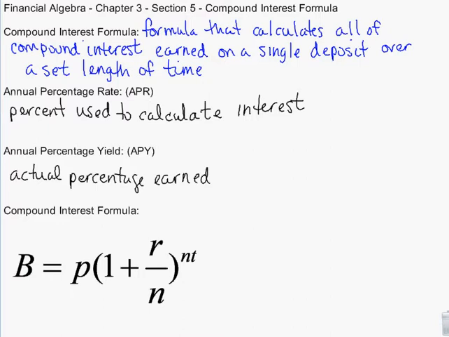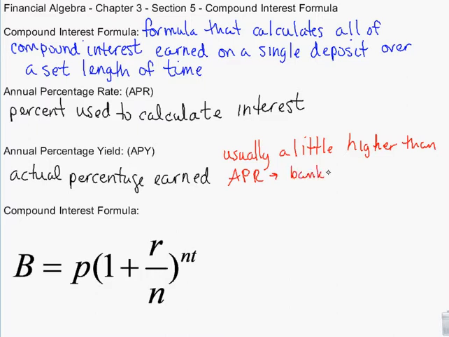The annual percentage rate is the percentage rate that's used to calculate interest. The annual percentage yield is the actual amount of interest, or like the actual percent that's earned. This is usually a little higher than the APR. And this is what banks will advertise. So if they pay 0.5%, but the yield is 0.6%, they'll advertise 0.6% because it looks better. And then people think that that's the percent that's used for the calculations, but it's not. So we'll talk about how to calculate the yield also.